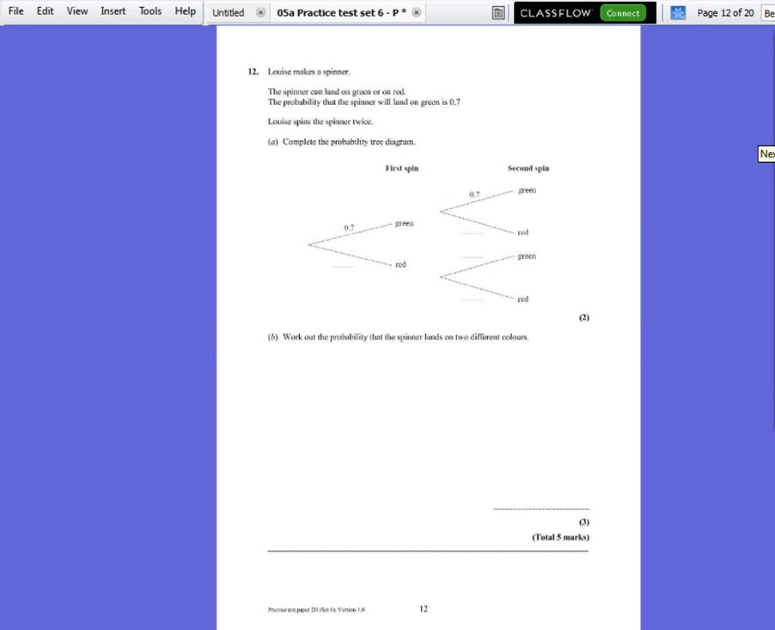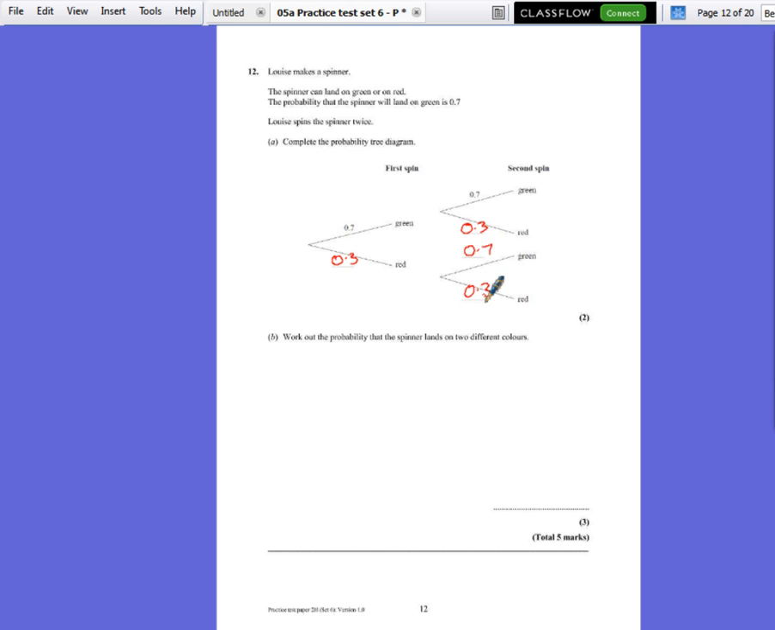Question 12. Louise makes a spinner. The spinner can land on green or on red. And the probability that the spinner will land on green is 0.7. Complete the tree diagram. So probabilities must always add to a whole one. So this must be 0.3, 0.7 and 0.3, 0.7 and 0.3.